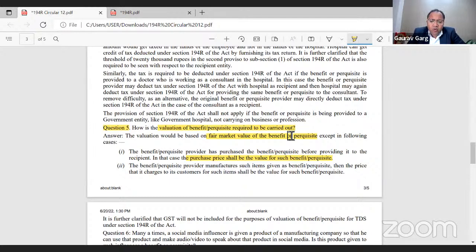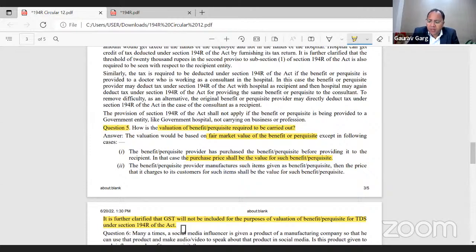And for this value, we need to exclude GST. It is further clarified that GST will not be included for the purpose of valuation of benefit or perquisite for TDS under section 194R. This is the first case.